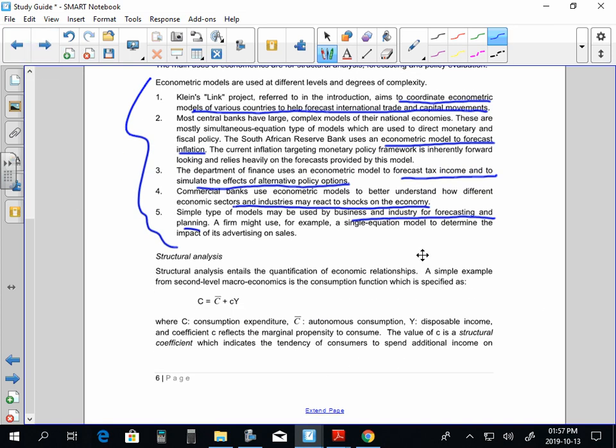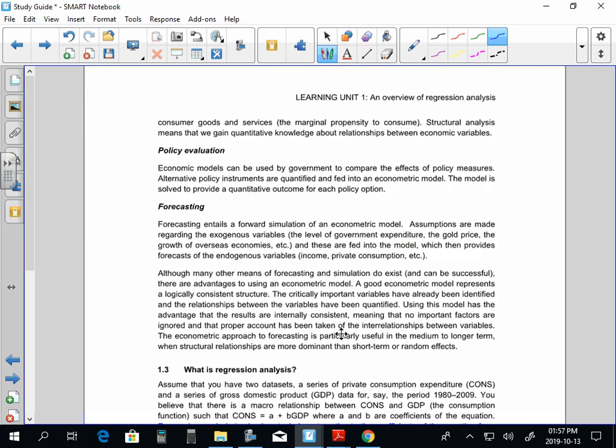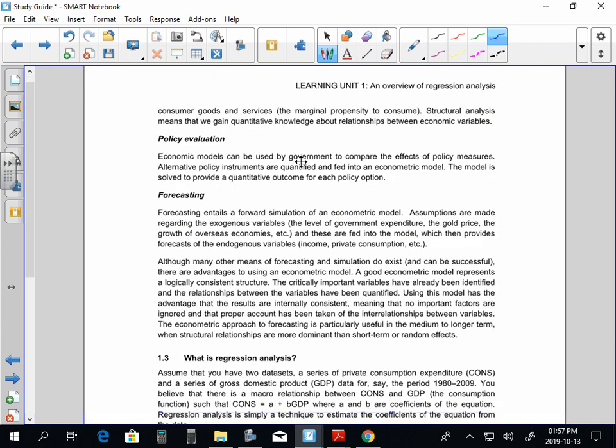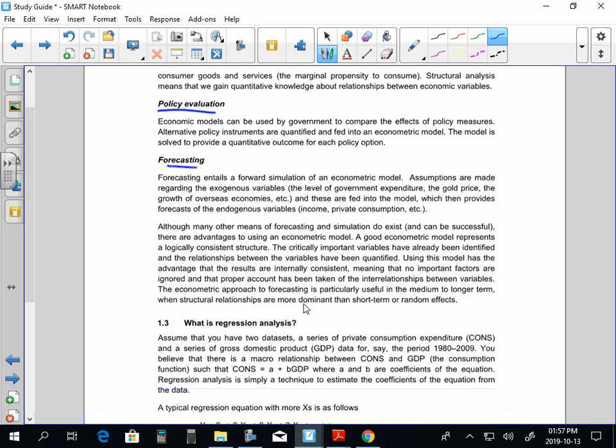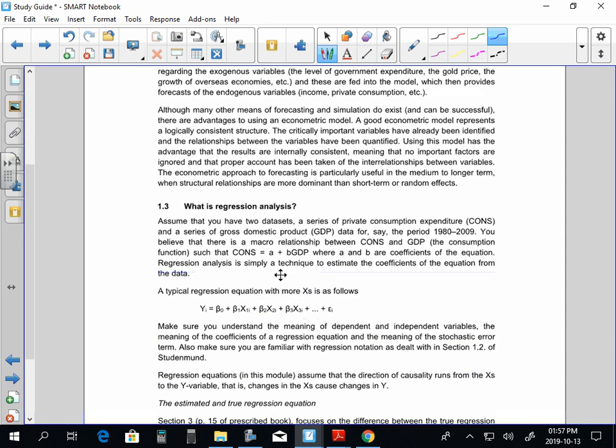Structural analysis, we are talking about the consumption function there. Policy evaluation, we can also use it for policy evaluation, forecasting. And next you go on and talk about regression analysis.